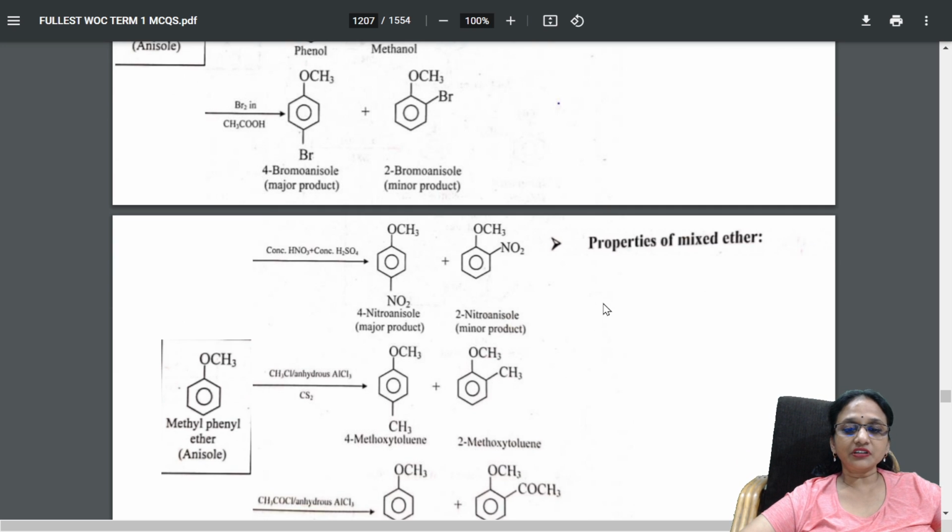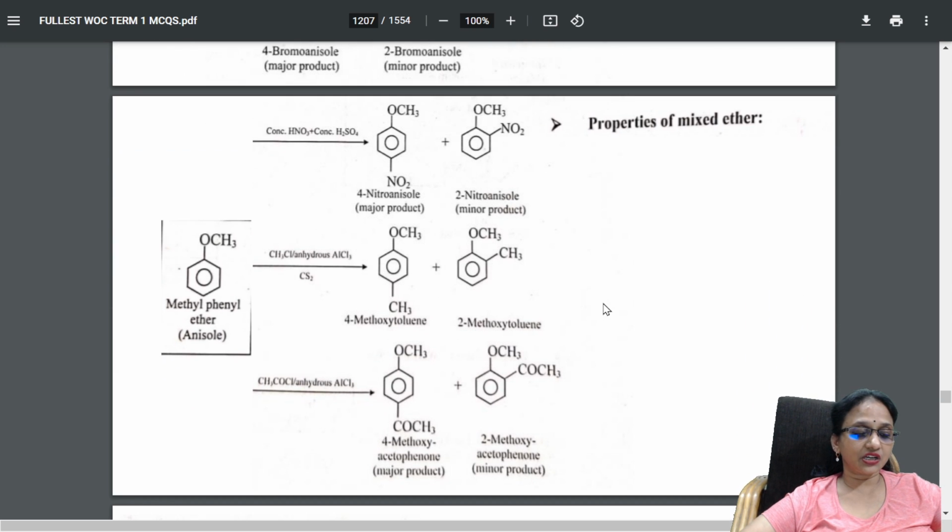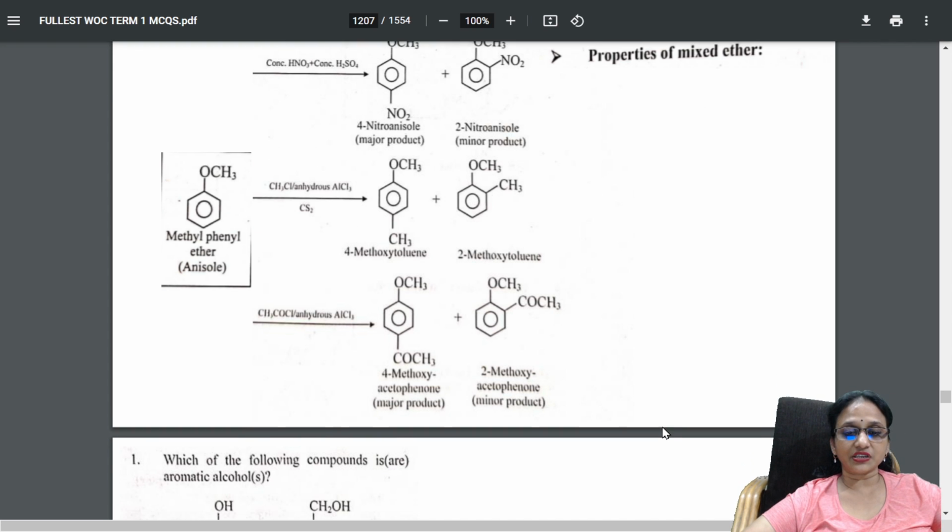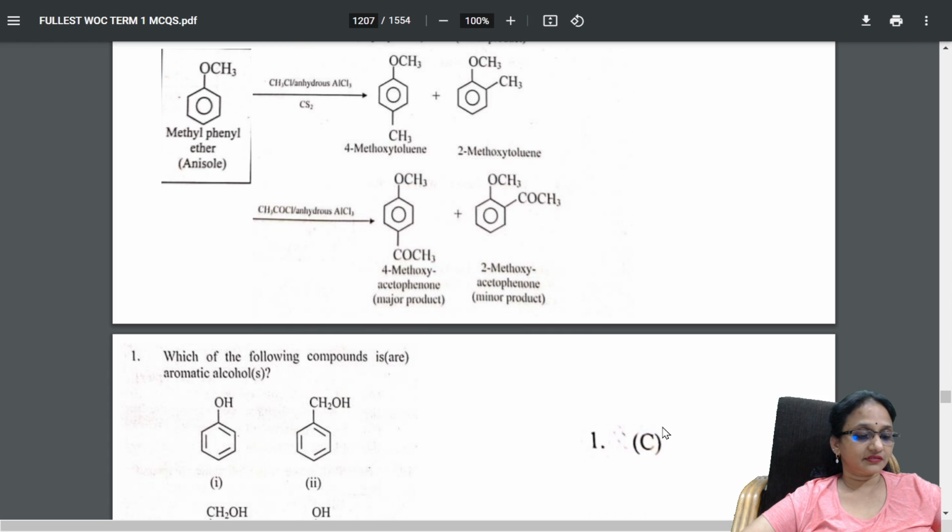All right. Further properties of mixed ethers: they undergo different electrophilic reactions forming ortho and para products. So this is the summary of the whole reactions. Now let us see the questions.